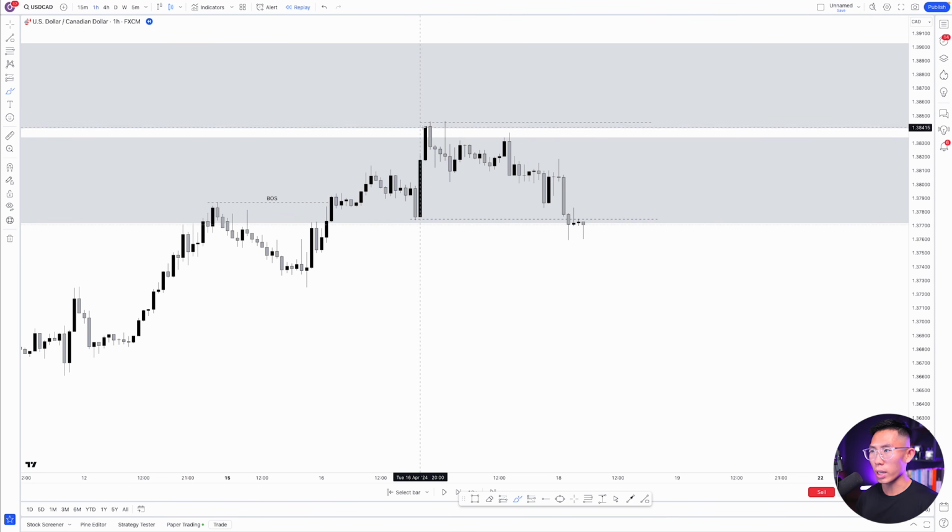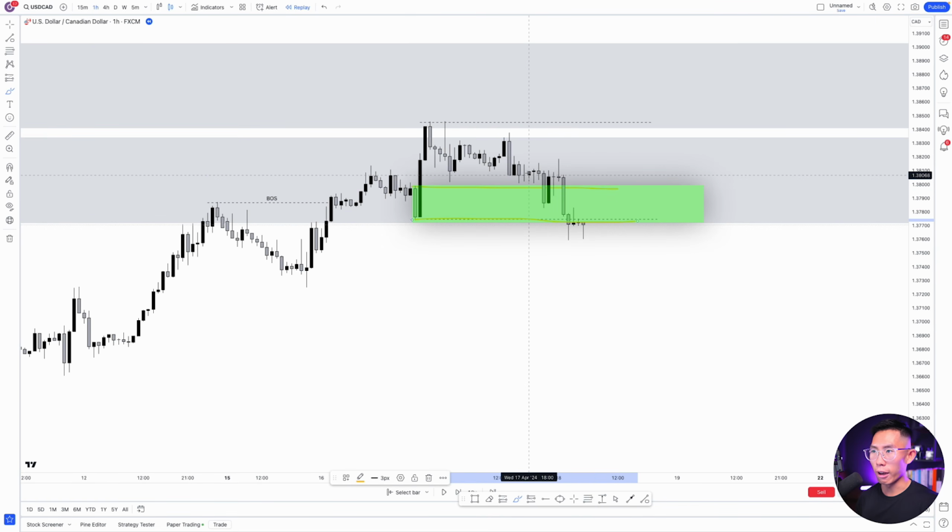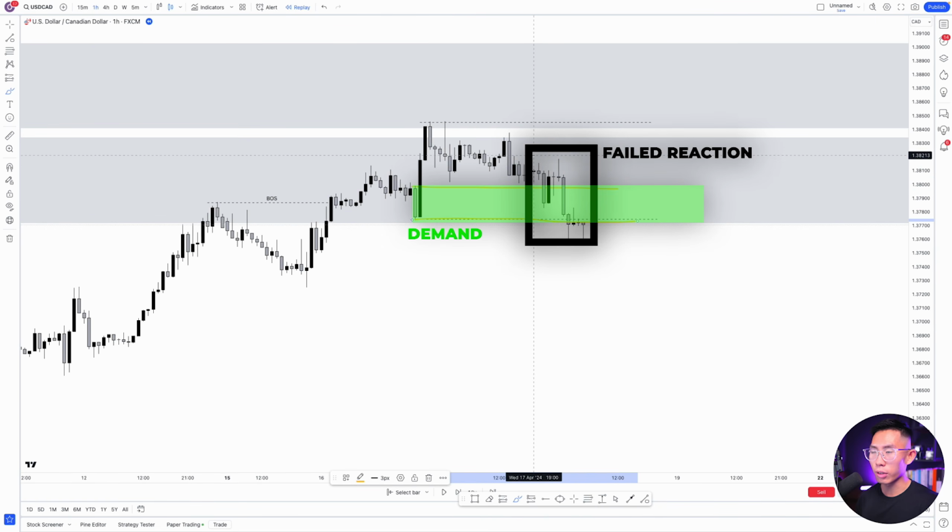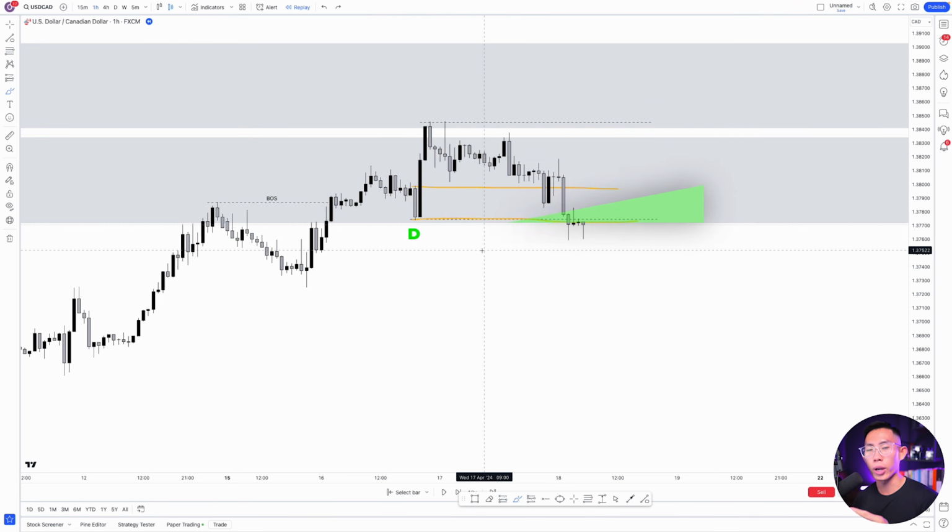You need to see price react to this demand zone right here, and it fails, right? It has to create that failed reaction, and then after it creates that failed reaction, it has to break structure, which is breaking below this low, creating your market shift. That confirms to us and tells us that price is going to reverse from an uptrend to a downtrend, and only then you can look to enter for a sell position.